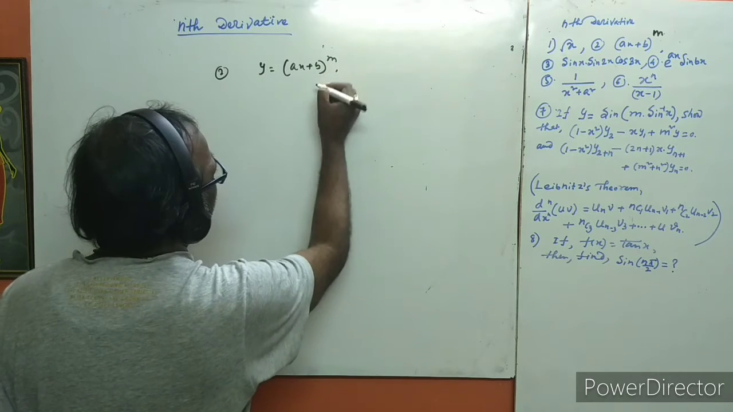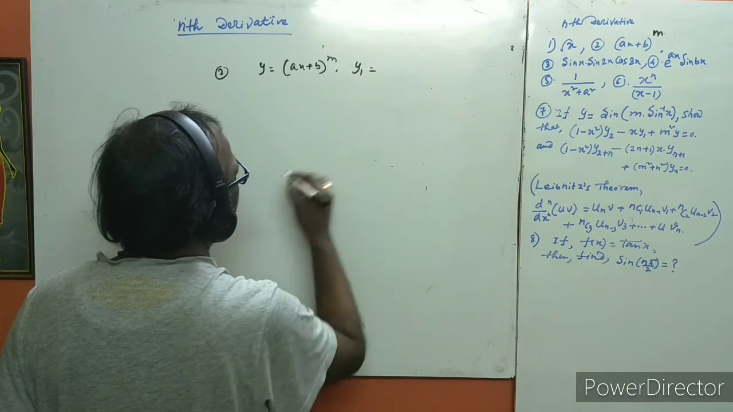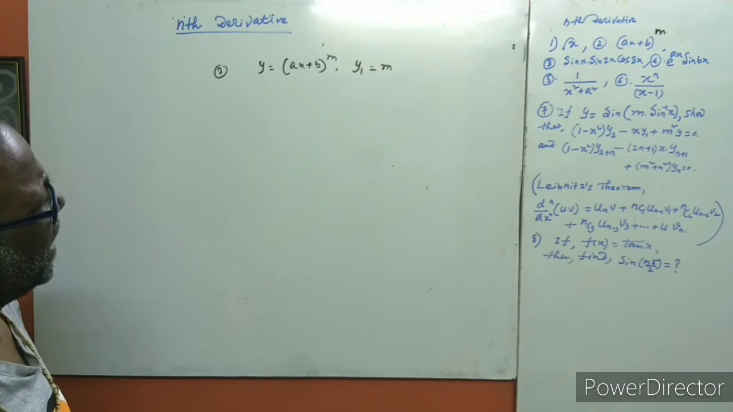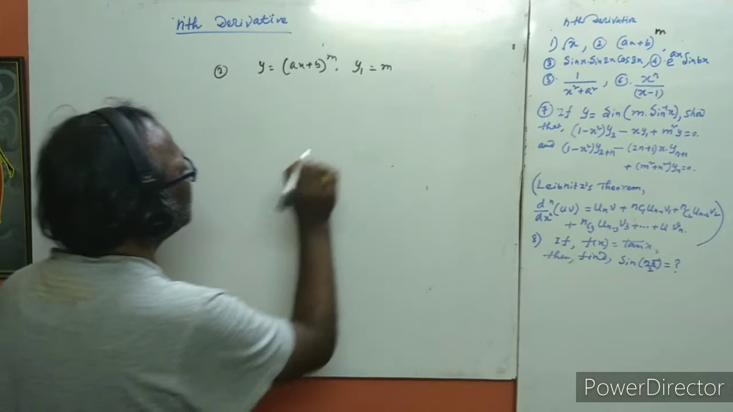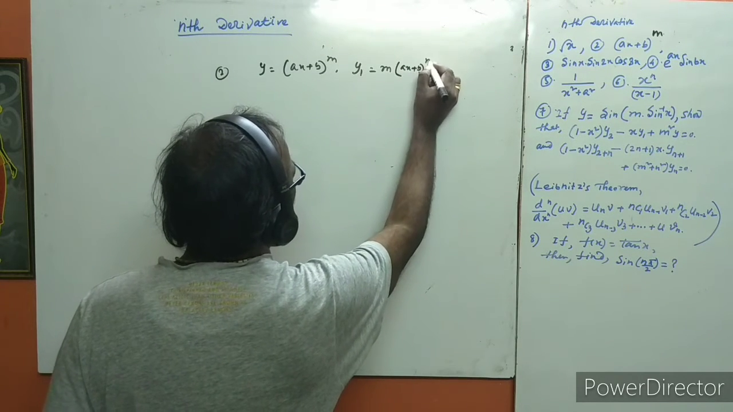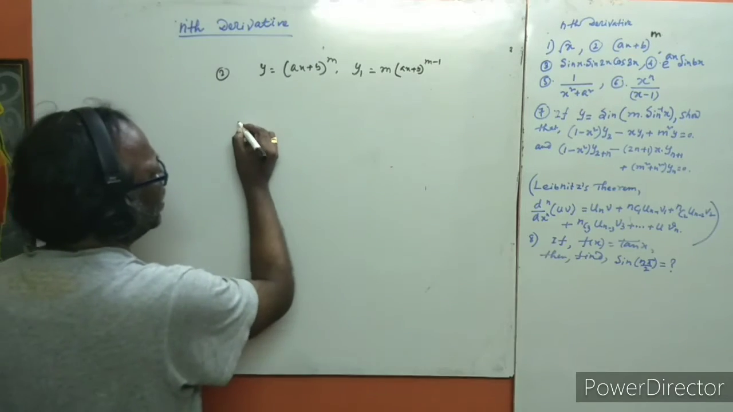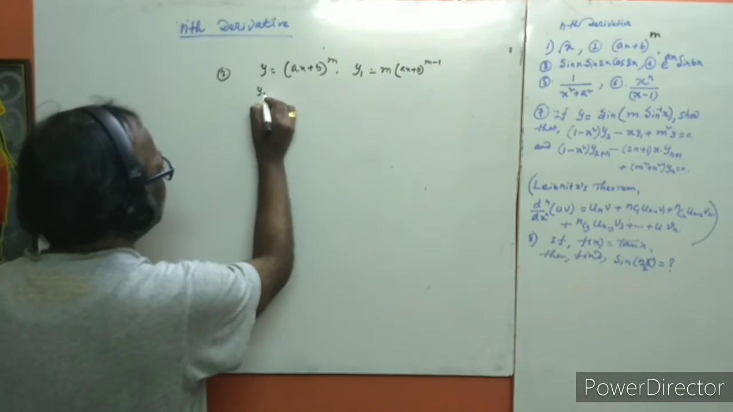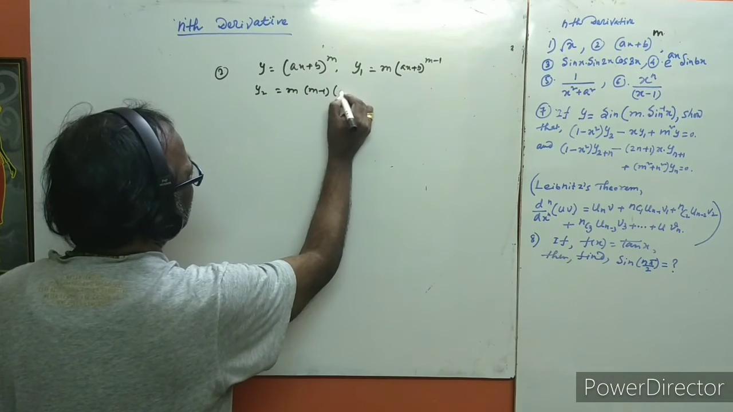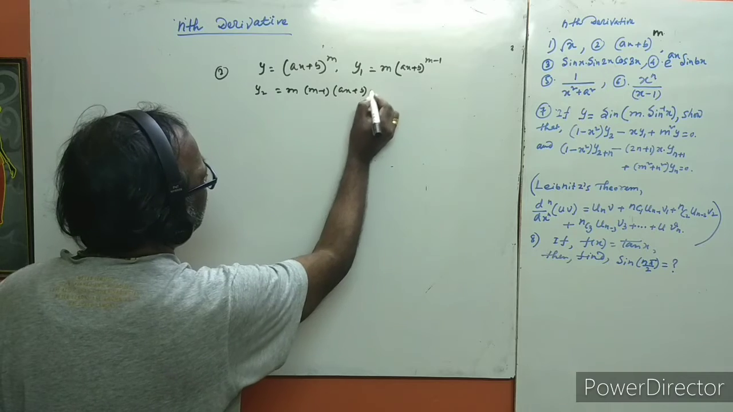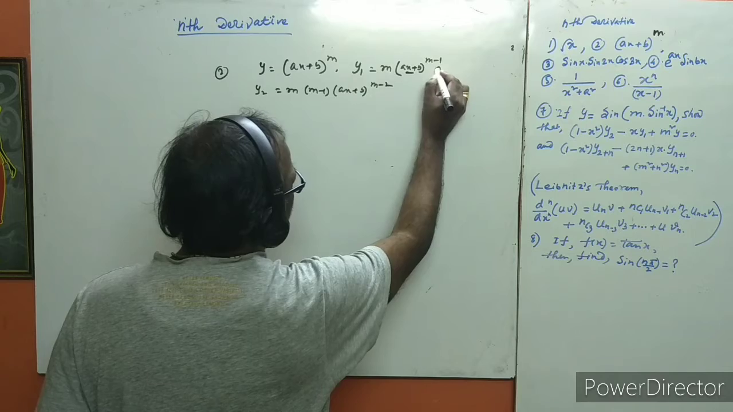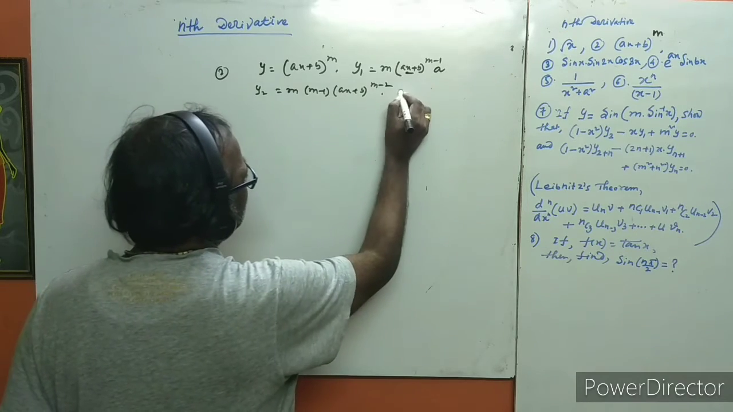the power m. Okay, so y1 means first order, so m, let us assume, any number, maybe any number. So m times ax plus b whole to the power m minus 1, again y2, and that is equal to m into m minus 1, ax plus b whole to the power m minus 2. Okay, there is a missing factor here, the derivative of that is a, and this is a square here.